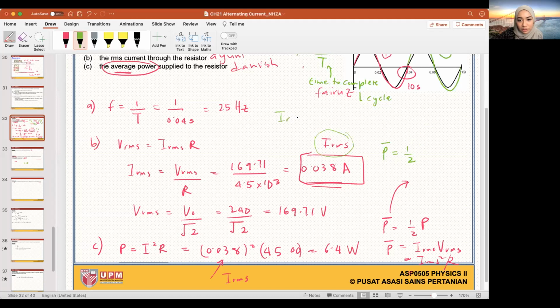So I RMS equals I naught over square root of 2, not over 2 square root of 2. So if I have I RMS and I want I naught, I must multiply I RMS by the square root of 2. So 0.038 times square root 2. Earlier Danish wanted to use 1 over 2 regular P. P is I squared R. So we square this, and then R is 4,500.